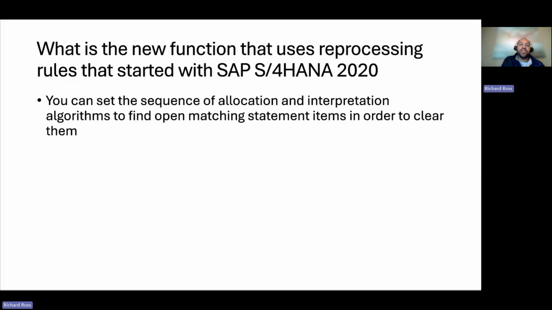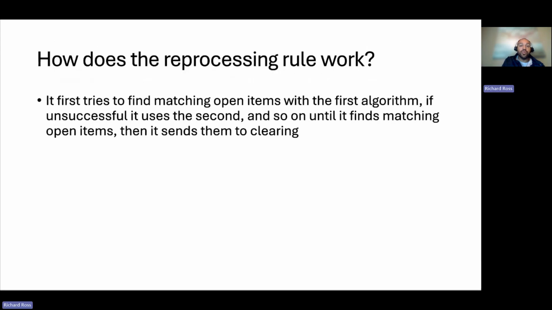Focus. Reprocessing rules. What is the new function that uses reprocessing rules that started with SAP S/4HANA 2020? You can set the sequence of allocation and interpretation algorithms to find open matching statement items in order to clear them. How does the reprocessing rule work? It first tries to find matching open items with the first algorithm. If unsuccessful, it uses the second, and so on until it finds matching open items. Then it sends them to clearing.